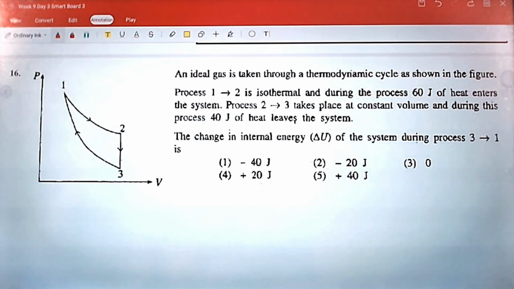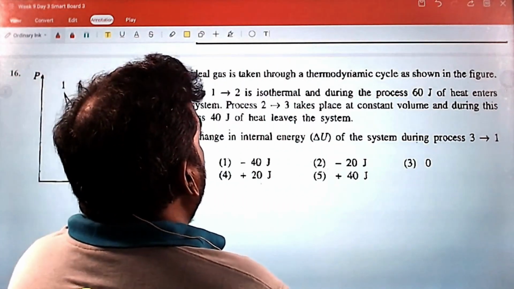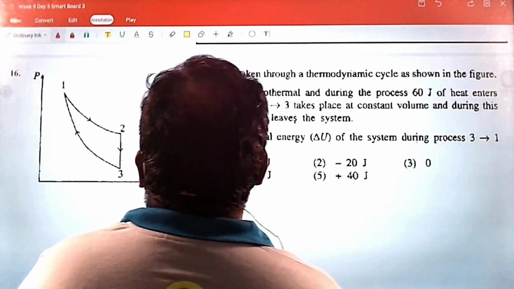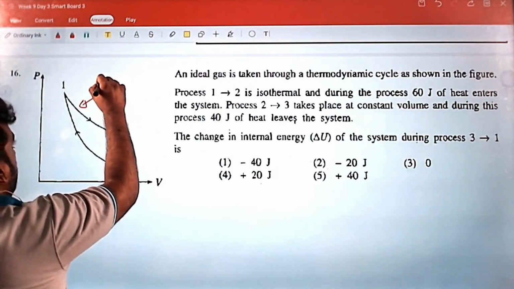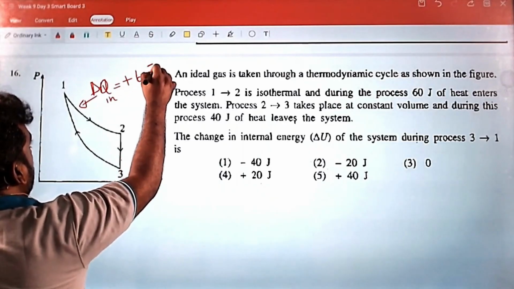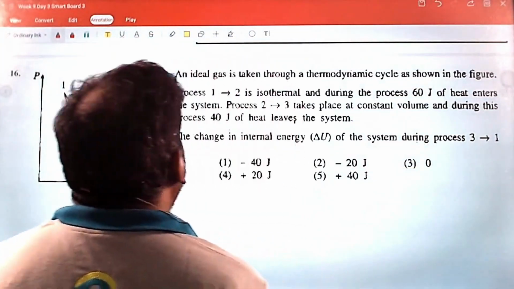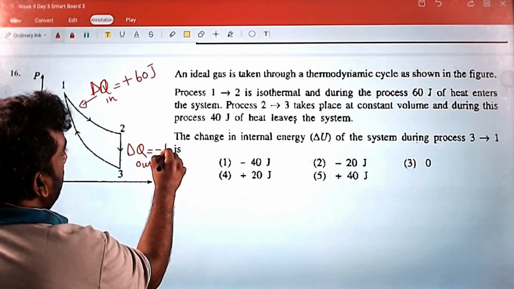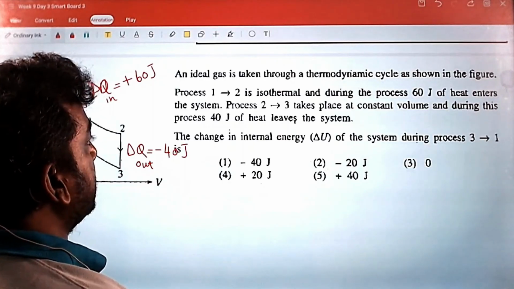An ideal gas is taken through a thermodynamic cycle as shown in the figure. Process 1 to 2 is isothermal. During the process, 60 joules of heat enters the system, so here the heat input is 60 joules. Process 2 to 3 takes place at constant volume, and the output is minus 40 joules. Find the change in internal energy of the system from 3 to 1.